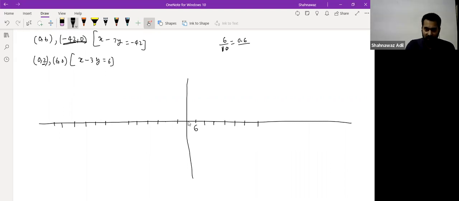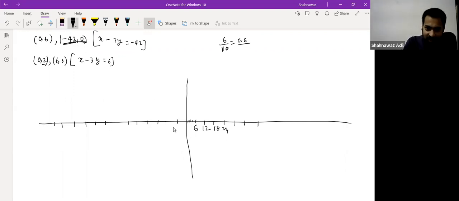You have 10 small boxes, 1, 2, 3, 4, 5, 6, 7, 8, 9, 10, and the total is 6. So one will be 6 by 10, which is 0.6 for one small box. So we'll take 6, 12, 18. That is why this graph is problematic.